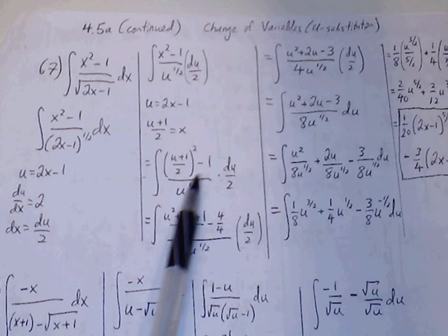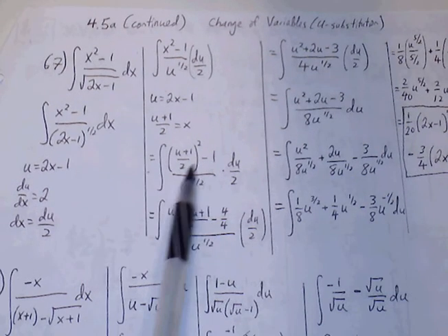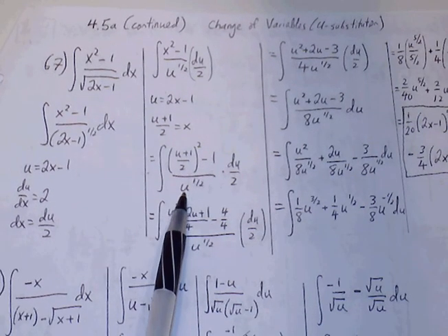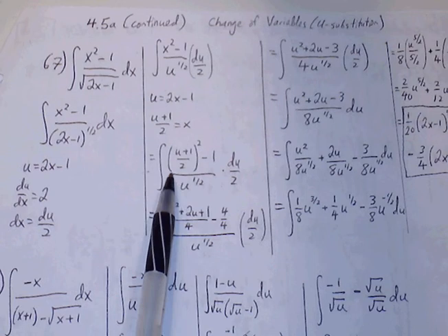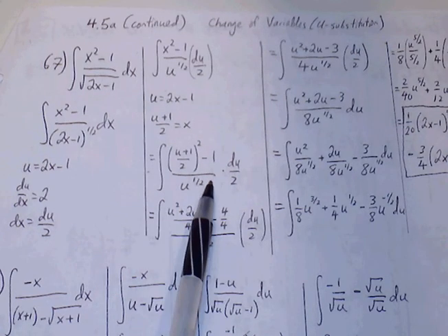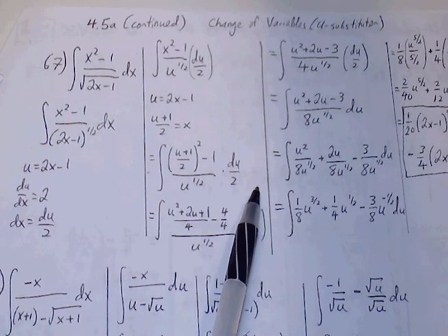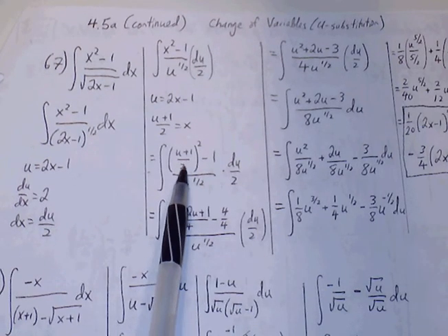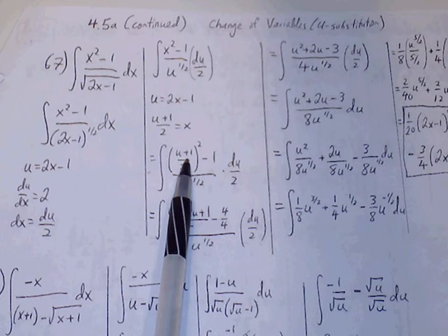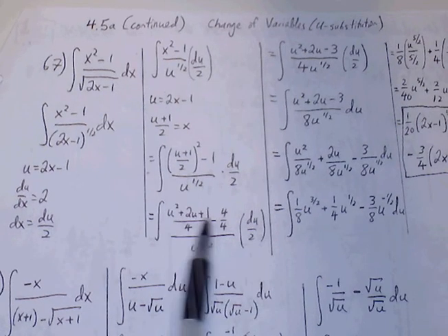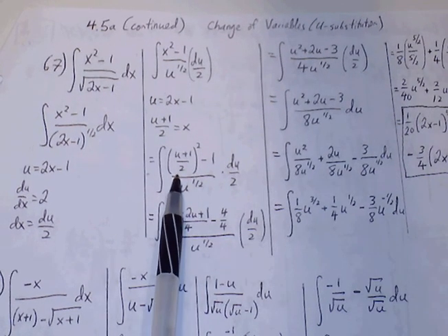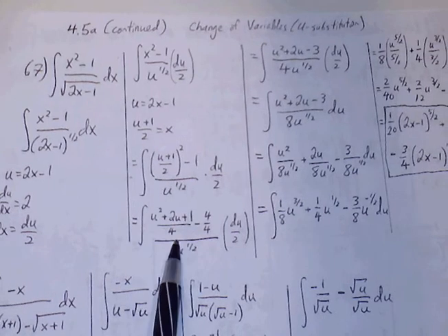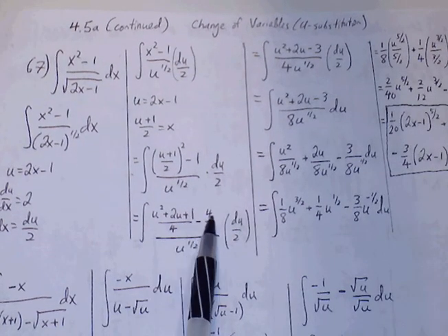If I can somehow expand this and combine it with this denominator, my goal is to separate everything out as individual terms, and then from there I can go through the power rule. But we first need to expand this. So we have u plus 1 times u plus 1, which becomes u squared plus 2u plus 1. The denominator 2 also gets squared, so we get 4. Now we have two fractions.